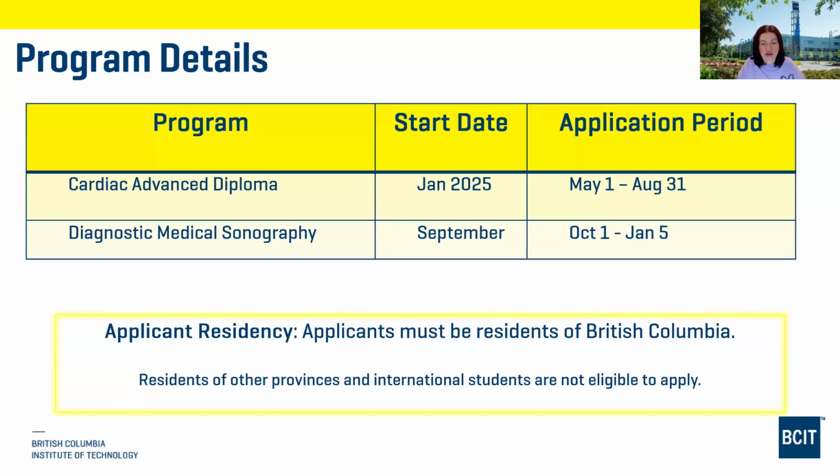And for the sonography cardiac option advanced diploma, the program has also one intake each year, as Ken and Heather mentioned, every January. The application window for this program is May 1st through August 31st. So for example, for the upcoming January 2025 intake, applications will open on May 1st, 2024 through to August 31st, 2024. And please do note that applicants to these programs must be residents of British Columbia. These programs do not accept applications from international students or applicants from other provinces.